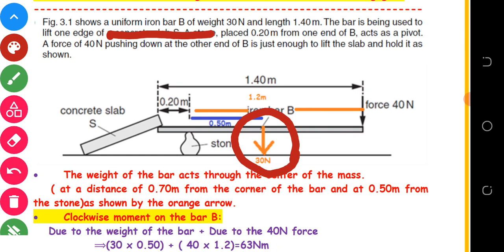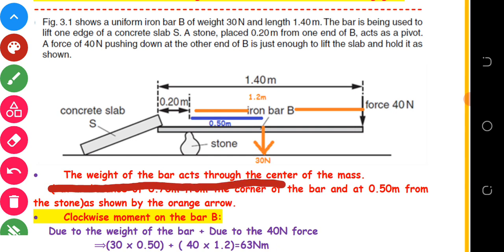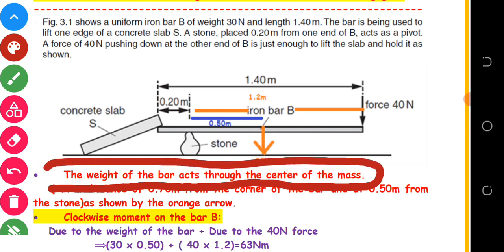And this is the only scenario that we are given. We are always given uniform bars, uniform meter rules, and so on and so forth. Nevertheless, when we see the phrase uniform, we should just know automatically that the center of mass is in the middle. Okay, so that's what this statement is telling us about. The weight of the bar acts through the center of mass. And where is that center of mass? Because it's a uniform bar, the center of mass is in the middle.